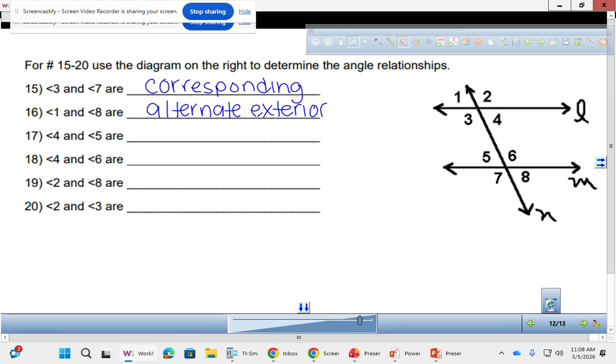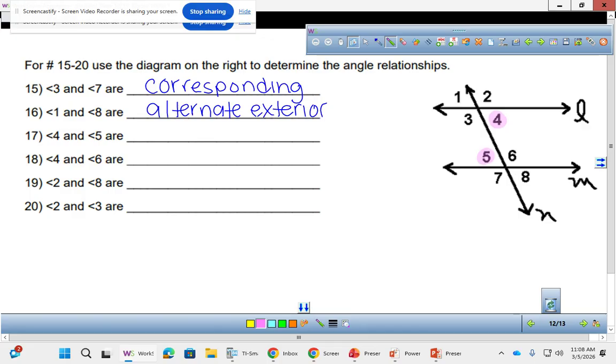Clear this out. 4 and 5. 4 and 5 are on the hamburger, the meat part of this sandwich. So they are inside angles. They're being tracked in by lines L and M. They are on different sides of that diagonal line, which makes them alternate. So we call this alternate interior angles.